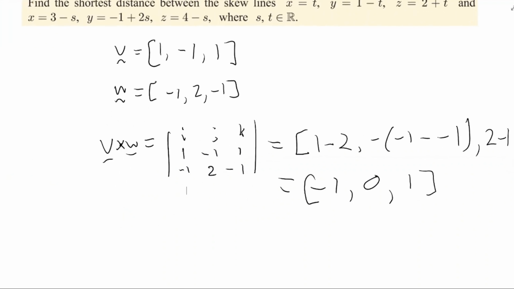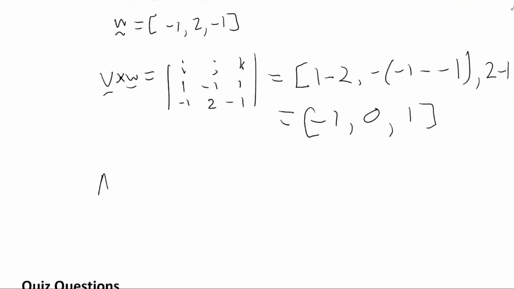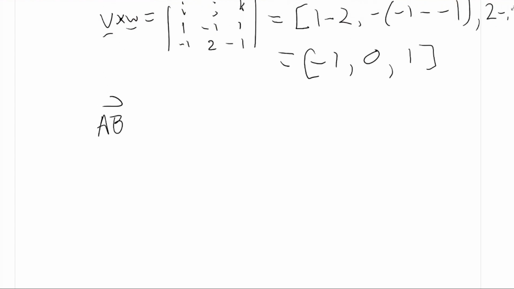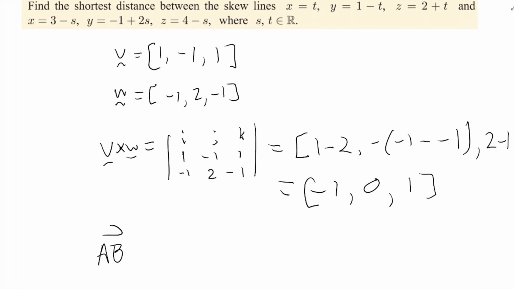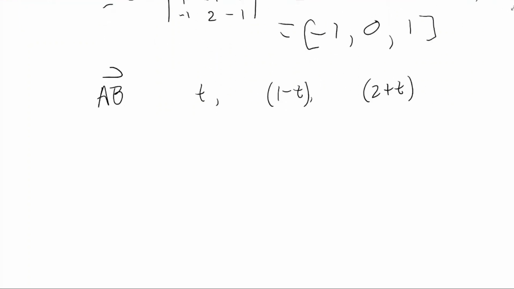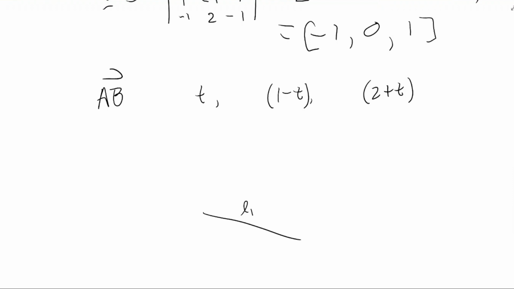Okay. Next thing that we need to do is talk about this vector A through to B. Now the vector A to B is basically the vector that you get when you pick any 2 points on those lines. So a point on the first line is going to look like this. It's going to look like t, 1 take t, and 2 plus t. And if we look, this L1, this point here is A, and it's going to look like t, 1 take t, 2 plus t, just there. And I might underline those in red so we can really see that.